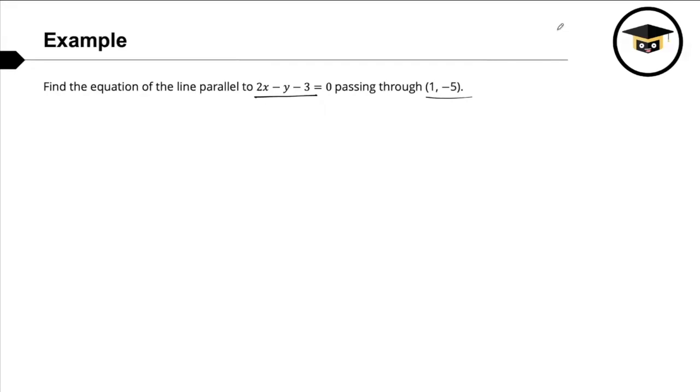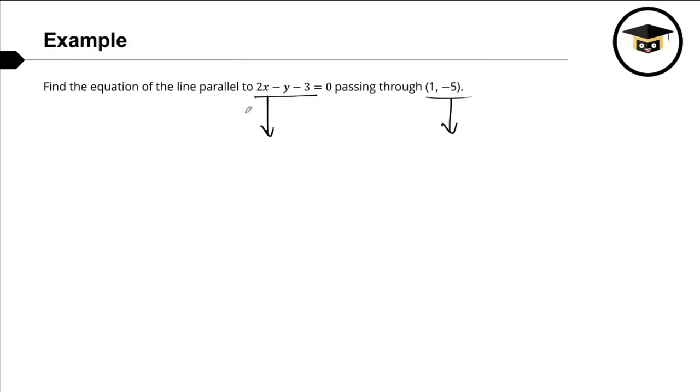Okay, so hopefully by attempting this question, you've realized you need to use the point gradient form. And why is that? Because we have a point, and from here, we can actually figure out the gradient. Because we can find out the gradient of this line, and the equation of our line, it says it's parallel, right? So parallel means our line has to have the same gradient as this line. So let's first figure out what this gradient is.